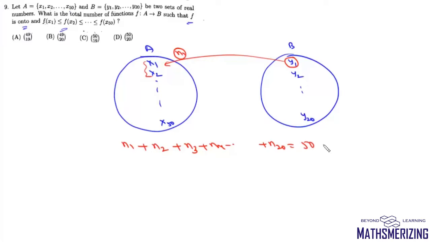And since it is an onto function, each of these ni should be greater than or equal to 1. So all we need to do is find the number of positive integral solutions to this equation. We know that the number of positive integral solutions to the equation is given by n minus 1 C r minus 1, which is 50 minus 1 C 20 minus 1, and that will be simply 49 C 19, and that's your option number A.